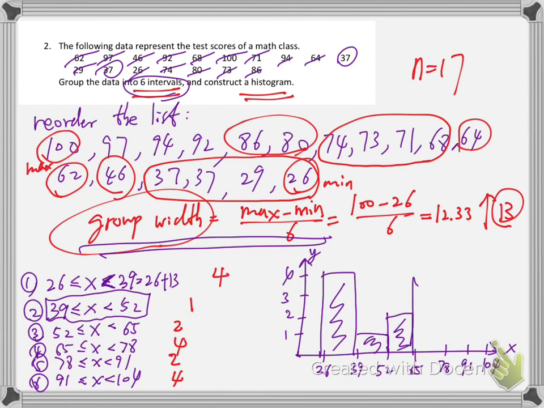And then we got 4 again, 65 to 78. And then we got 2. And then the last group is also 4. Then we got the histogram. So 6 groups, you got 6 bars. So that's our number 2.